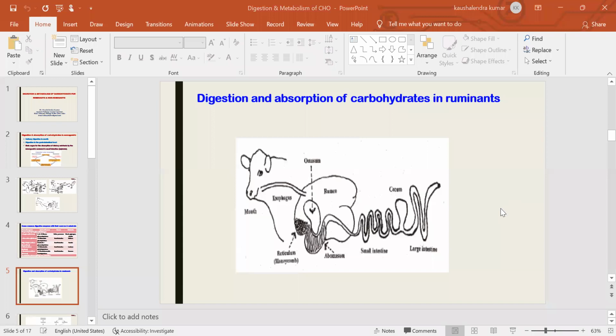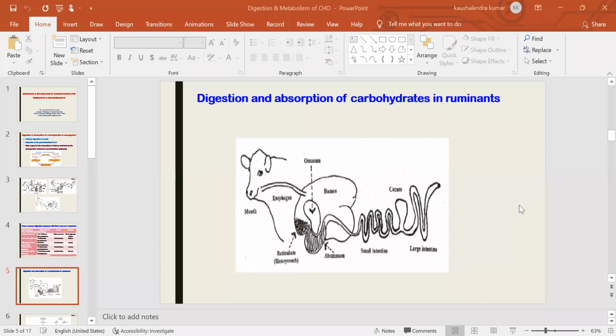You should remember that the ruminant animal produces a large quantity of saliva during the rumination process. Ruminant is a cud chewing animal and produces a large volume of saliva. How much saliva? In case of cattle, they produce 150 liters per day. You should remember this value. In sheep and goat, which are small ruminants, they produce 10 liters per day.